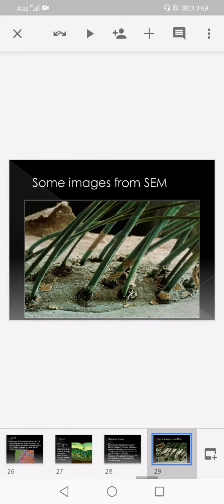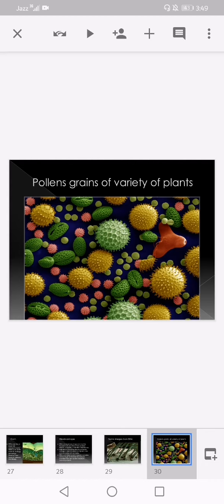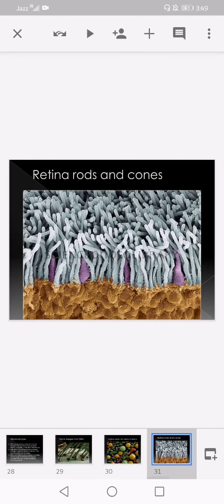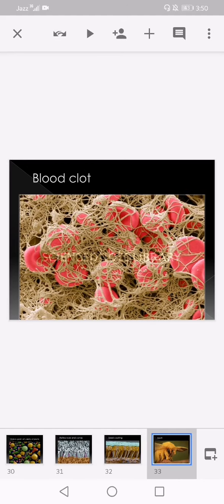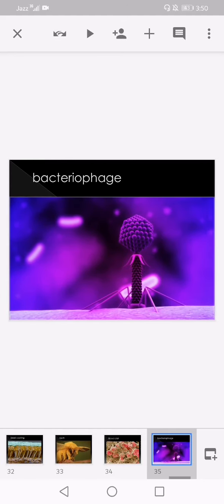Here some images are shown from SEM: pollen grains of some plants, retina rods and cones, seed coating, moth, and blood clot. And here's a bacteriophage diagram. That's all related to the scanning electron microscope.